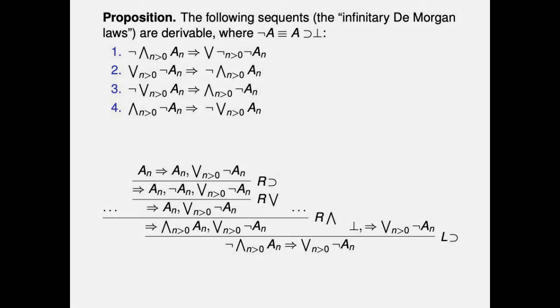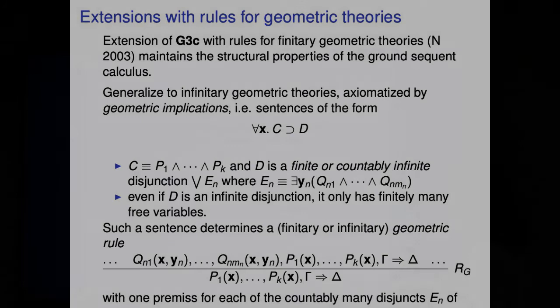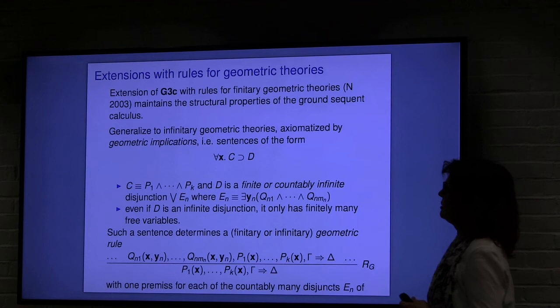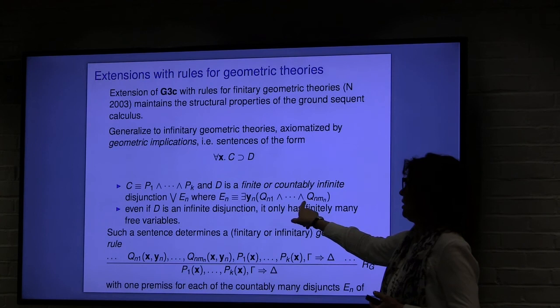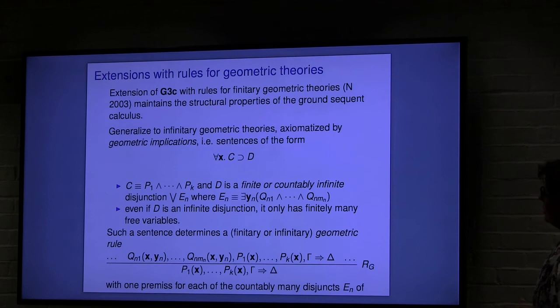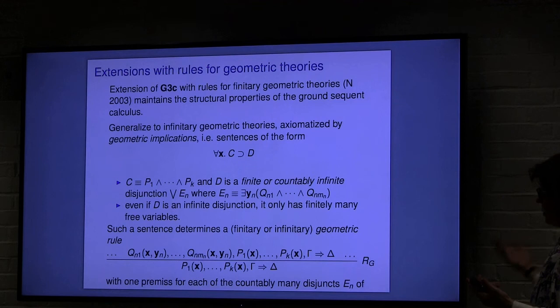And so we wanted to extend these calculi for infinitary geometric theories. The geometric theories are axiomatized by geometric implications, which have this form, where the antecedent is a finite conjunction of atomic formulas, and the succedent is a finite or countably infinite disjunction of existentially quantified conjunctions of atomic formulas. And this can be converted to a rule similar to the coherent rules that we have already seen, with the difference that it has infinitely many premises that correspond to the infinitely many disjuncts.